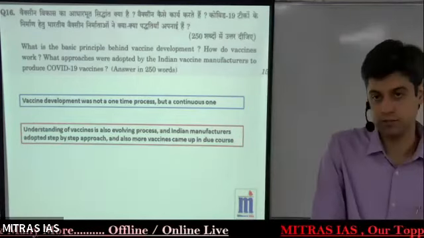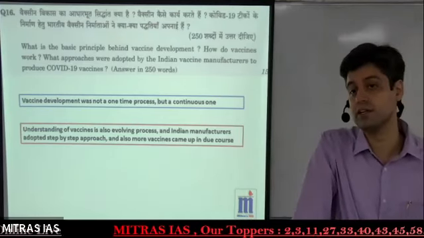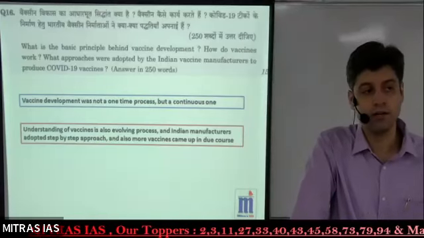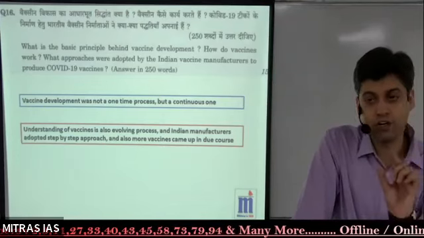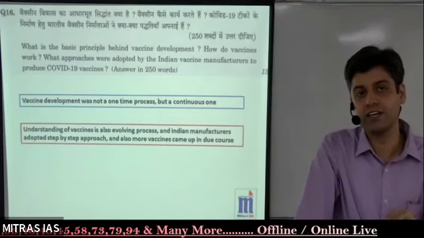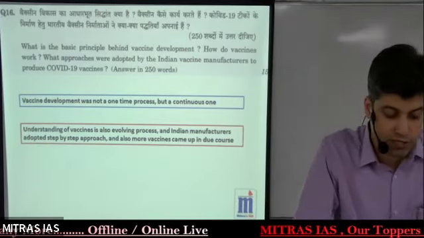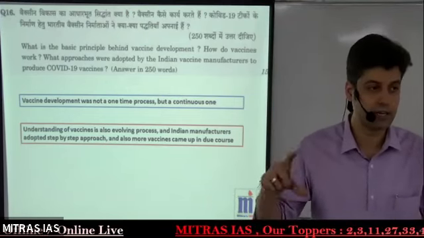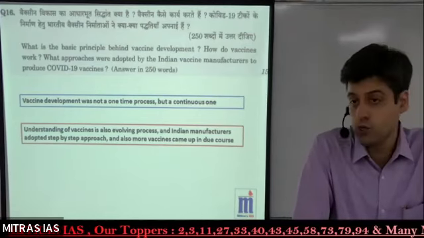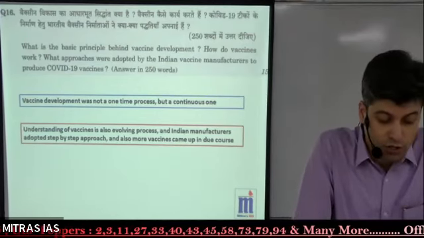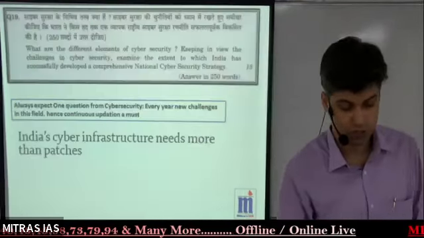How do vaccines work? This is basic. Yes, how do they work? But then DNA works in a different way. RNA, mRNA works in a different way. Recombinant and vector borne, they're different types, right? But then ultimately what they want is how it actually triggers the immunity of your system. What approaches were adopted by Indian vaccine manufacturers? So this is where you have to tell about the approaches. So vaccine development was not a one-time process, but a continuous one. Understanding of vaccines is also an evolving process, and Indian manufacturers adopted a step-by-step approach, and also more vaccines came up in due course. So this is important.